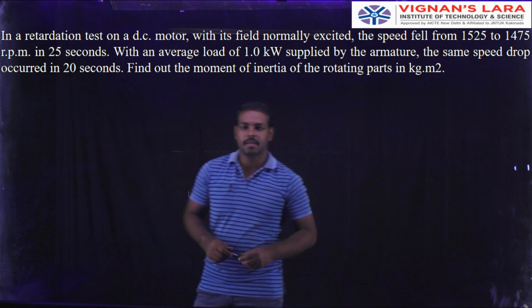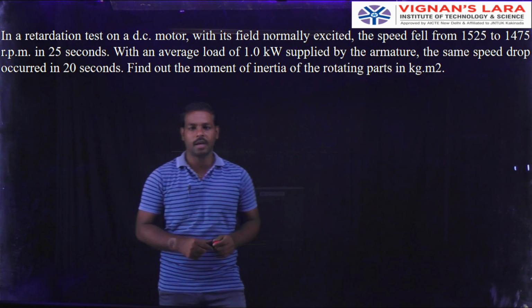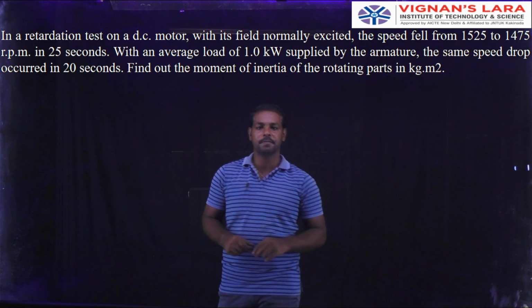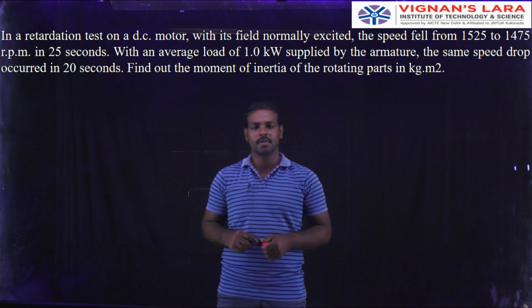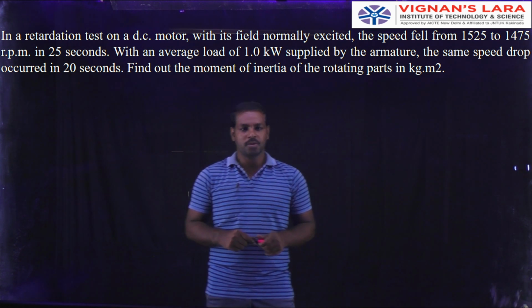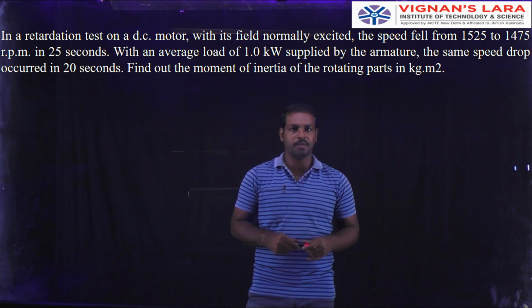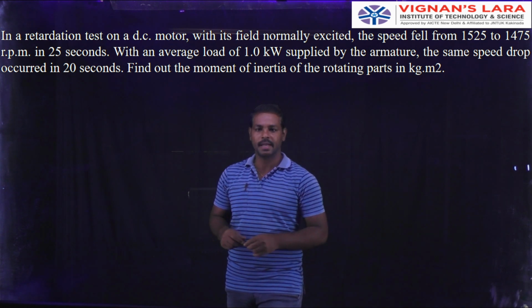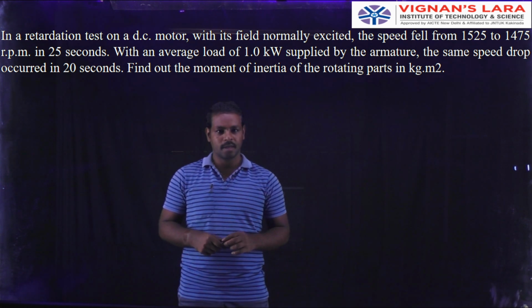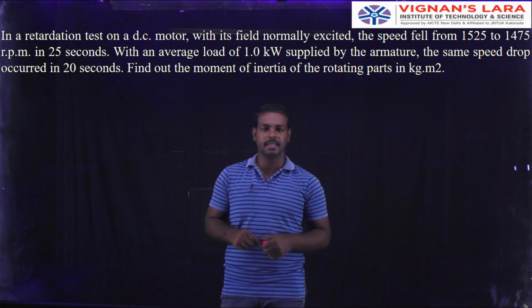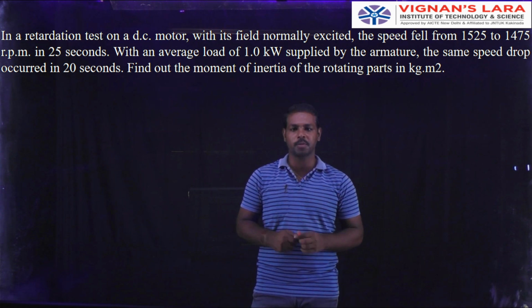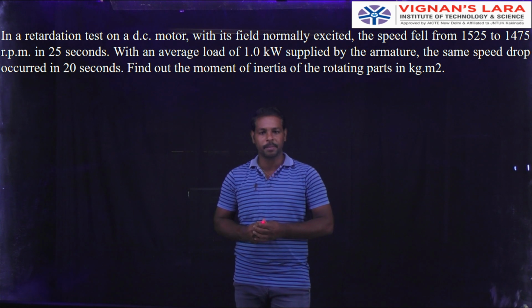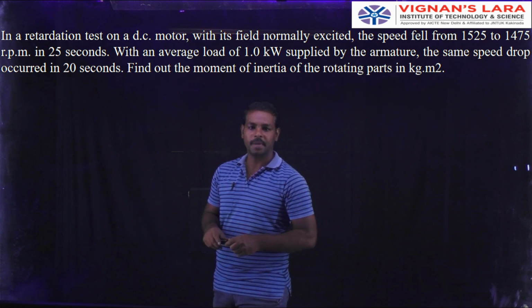The second one is a retardation test on a DC motor. With its field normally excited, the speed fell from 1525 to 1475 RPM in 25 seconds. With an average load of 1 kilowatt applied by the armature, the same speed drop occurred in 20 seconds. Find the moment of inertia of the rotating parts in kg meter square.